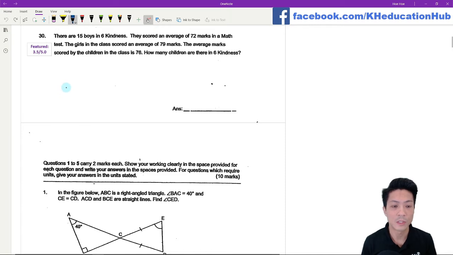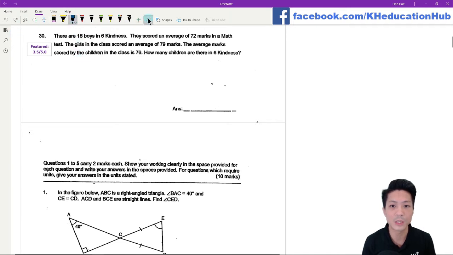Okay, I'm going to start off with question 30 from paper 1. There are 15 boys in 6 Kindness. They scored an average of 72 marks in a math test. The girls in the class scored an average of 79 marks. The average marks scored by the children in the class is 76. How many children are there in 6 Kindness?